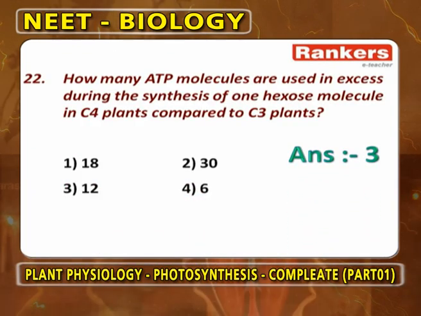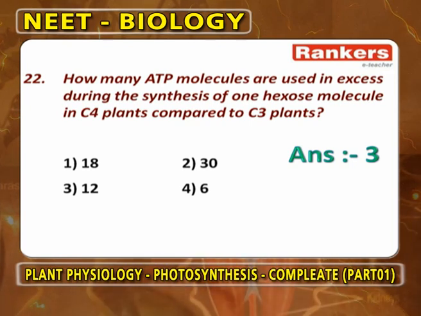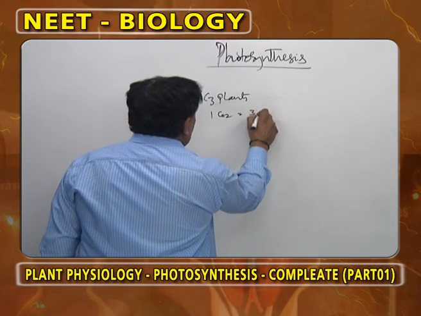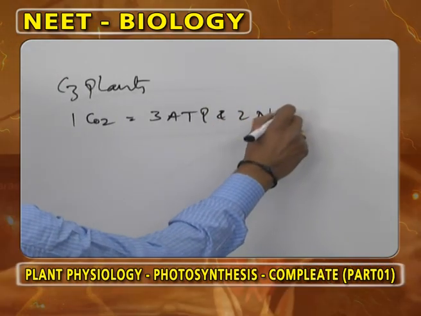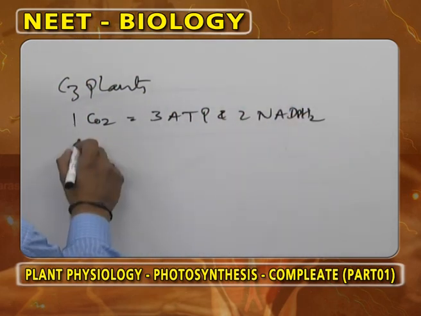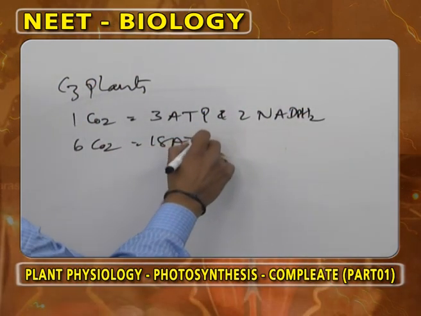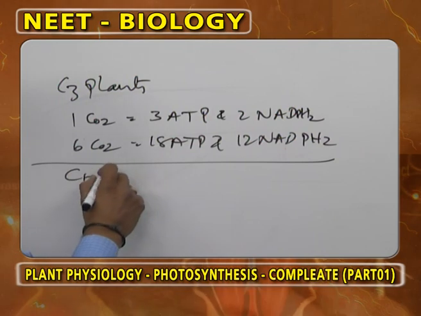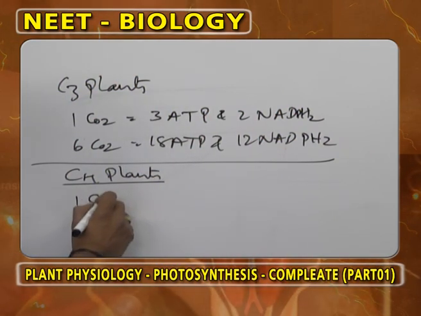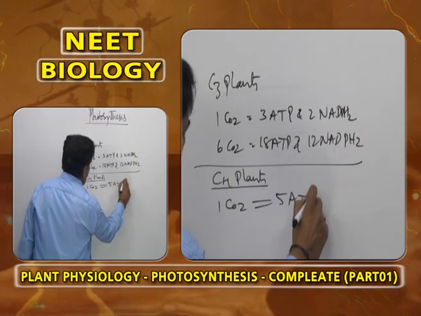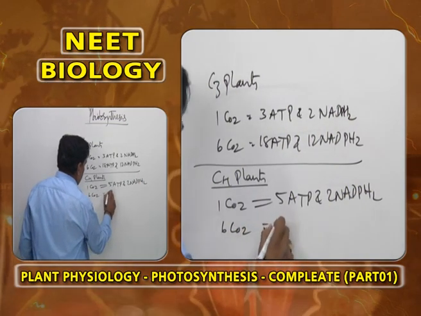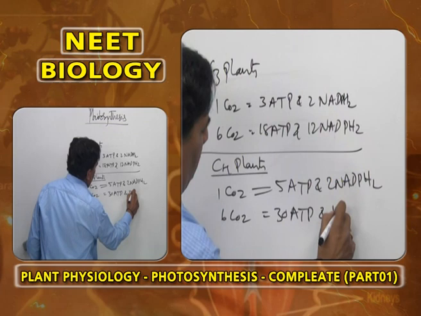How many ATP molecules are used in excess during the synthesis of one hexose molecule in C4 plants when compared with C3 plants? In C3 plants, for the fixation of 1 CO2, 3 ATP and 2 NADPH2 are utilized. For fixation of 6 CO2, 18 ATP and 12 NADPH2 are used. This is in C3 plants. In C4 plants, for 1 CO2, ATP utilized is 5 ATP and NADPH2 number is the same, 2 NADPH2. For 6 CO2, 30 ATP and 12 NADPH2.